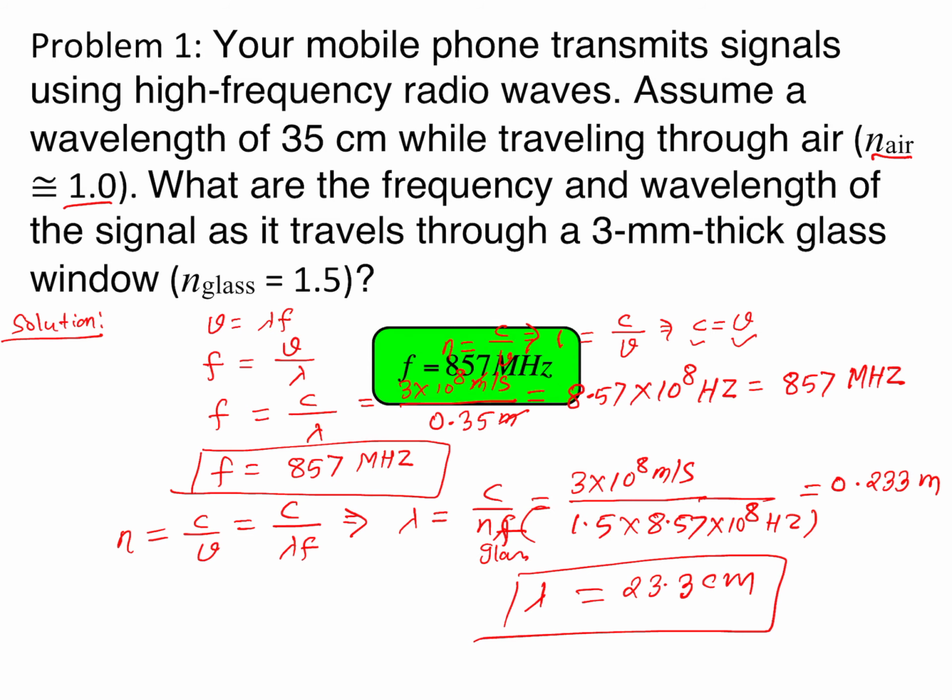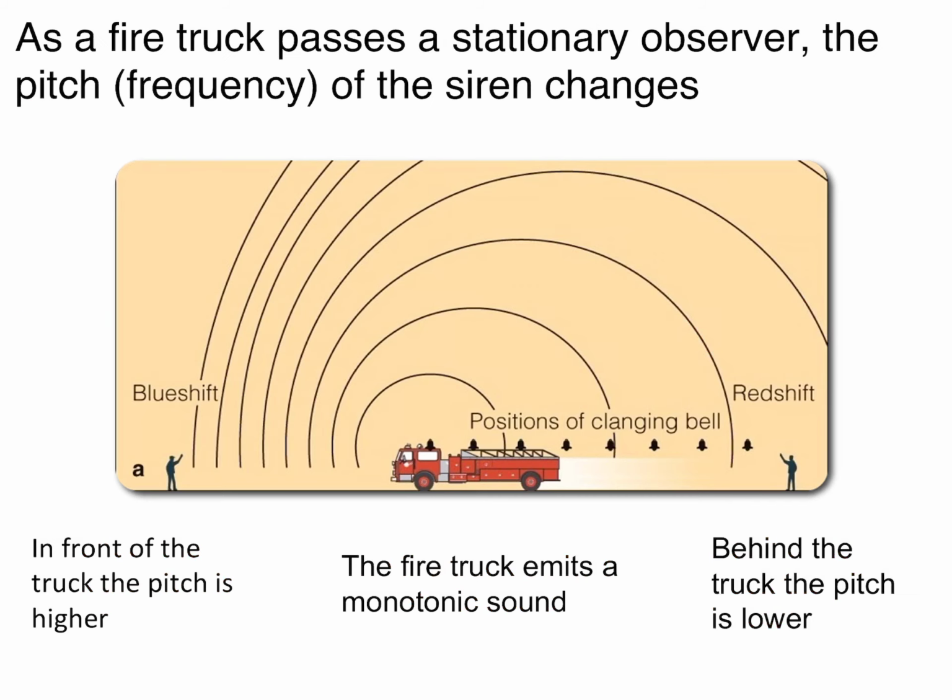Okay, frequency is 857 megahertz and lambda is 23.3 centimeter. Now, we are going to deal with another effect, which we call the Doppler effect. It is a big topic, but I am going to give a little bit of an idea about that.